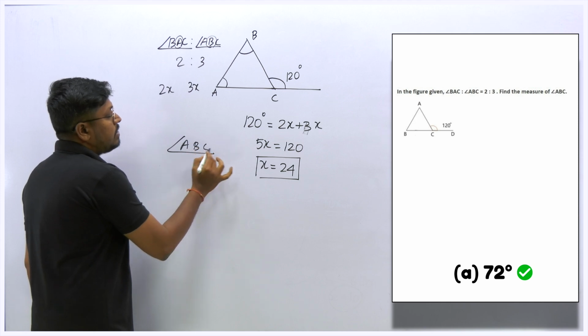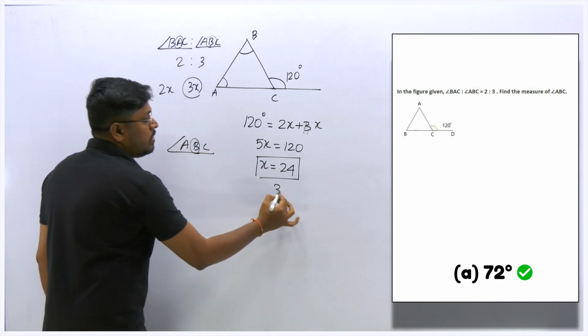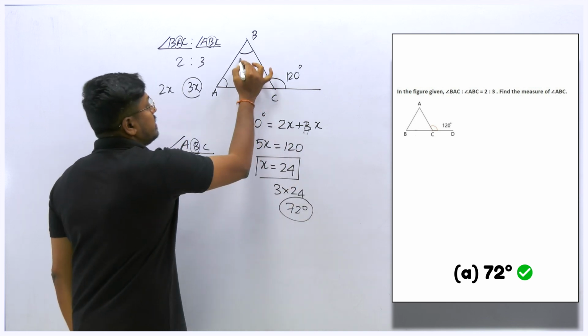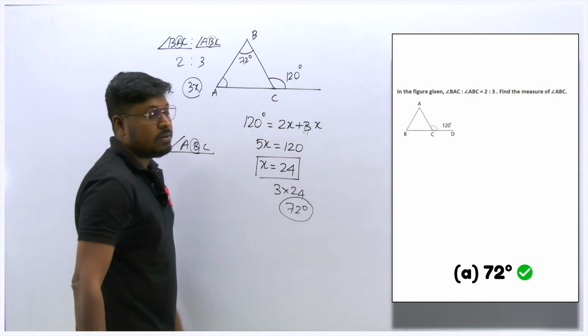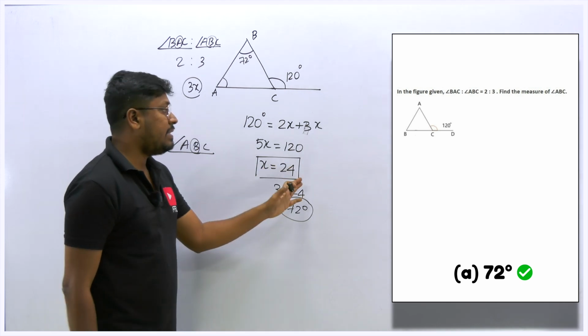That means our target is to find the B angle. So B angle is how much? 3x. So 3 into 24, which is 72 degree. So we can say that 72 degree will be the answer for this question. And there are many different ways to solve this question, not only this method.